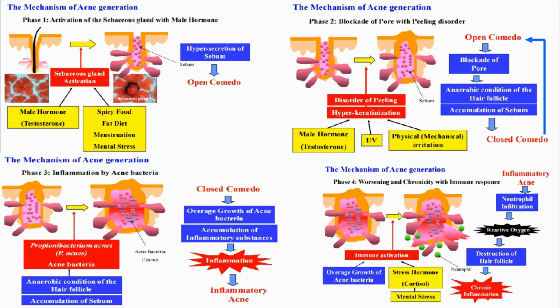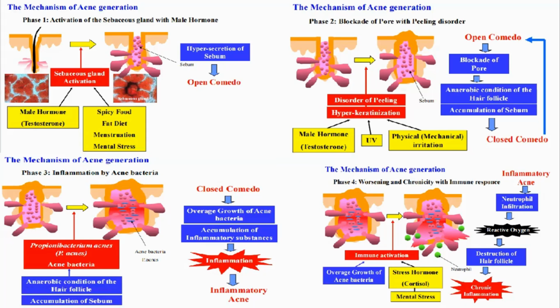We have already discussed the mechanism of acne generation in one of our previous sessions. Today I'm discussing it again so that it can be much clearer. Another phase of acne generation is the blockade by peeling disorder. Again, there is activation of testosterone. There will be huge ultraviolet radiation when you're stepping outside, or any physical or mechanical irritation happening. There can be hyperkeratinization on the skin. That is, the peeling disorder comes.